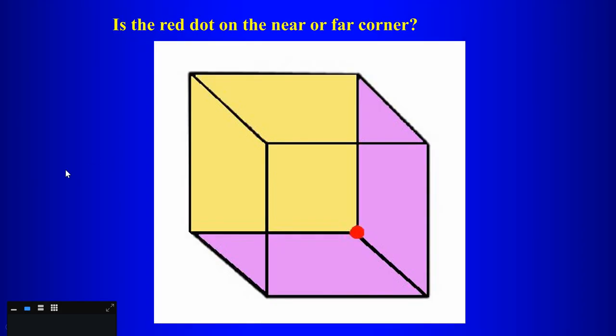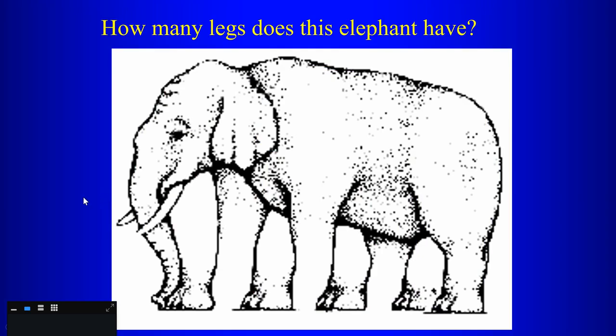Some of these optical illusions that I like, or these puzzles, is the red dot on the near far corner. If you stare at it, it seems to move back and forth between the near corner and the far corner. And so in radiology, we're in a very perceptual field. How many legs does this elephant have? If you start counting the legs, they seem to move around on you. So, where are the legs? Start counting them, and they kind of move around, right?